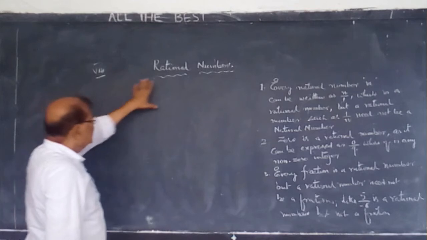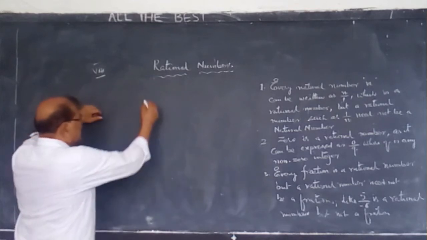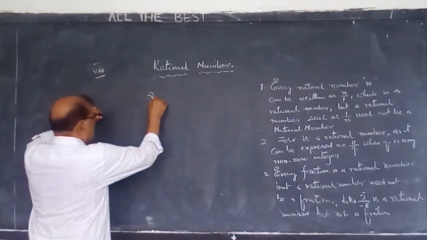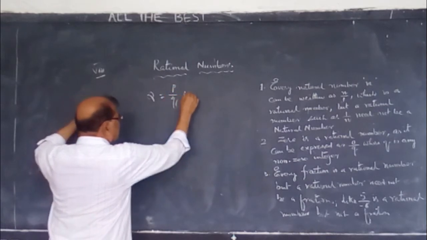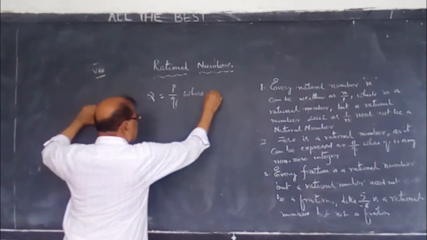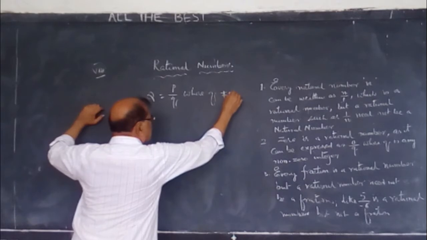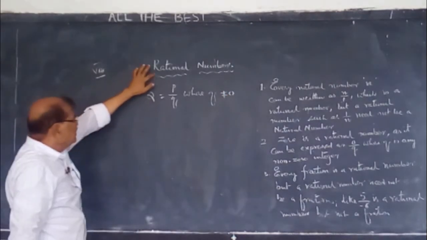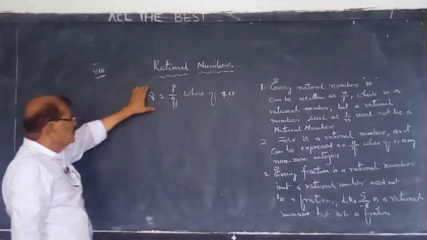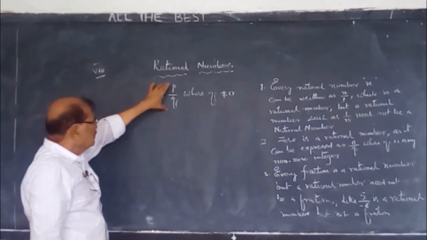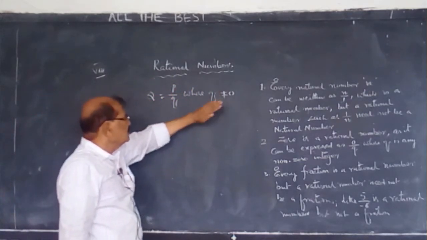So, the general form of the rational numbers is Q is equal to p by q, where q is not equal to 0. We represent rational numbers by the letter Q. Q is equal to p by q, where q is not equal to 0. This is the condition.